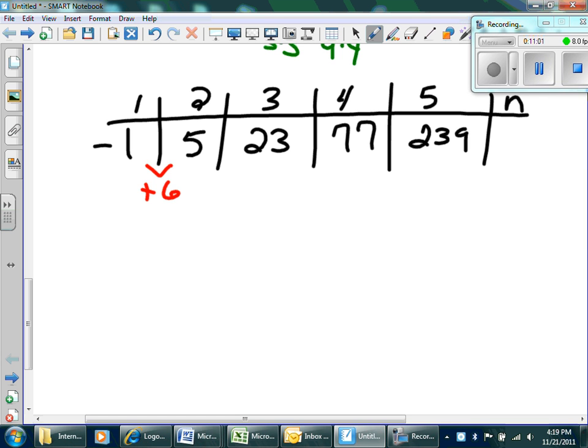-1 plus 6 is 5. That is going to be a +18. Okay, that, let me see, 77, 23. It looks like I'm going to get a 54. Okay. All right, let me see, 77, 239 minus 77. It's going to end in a 2, and then that's going to be 162.